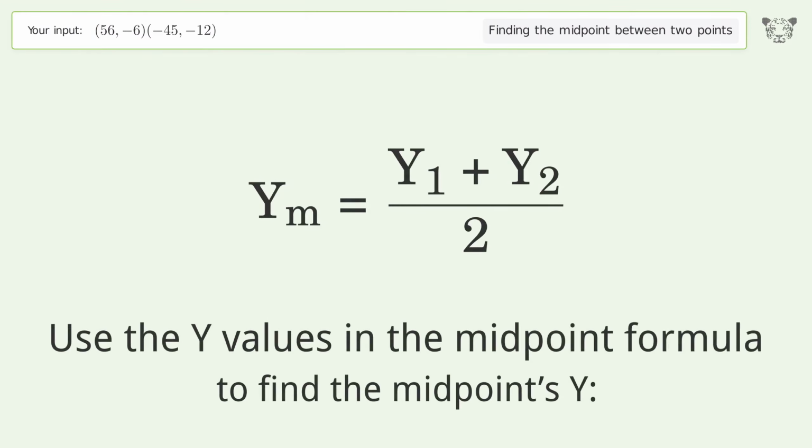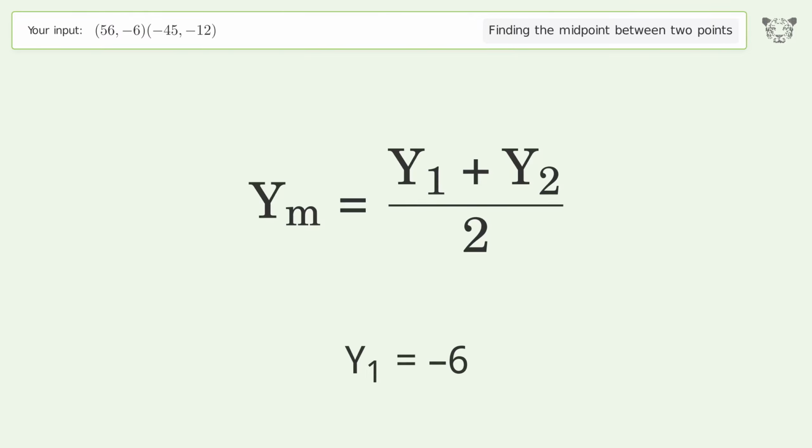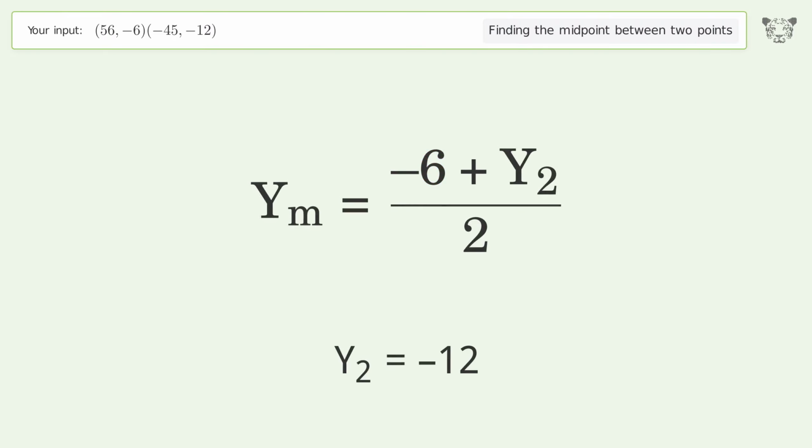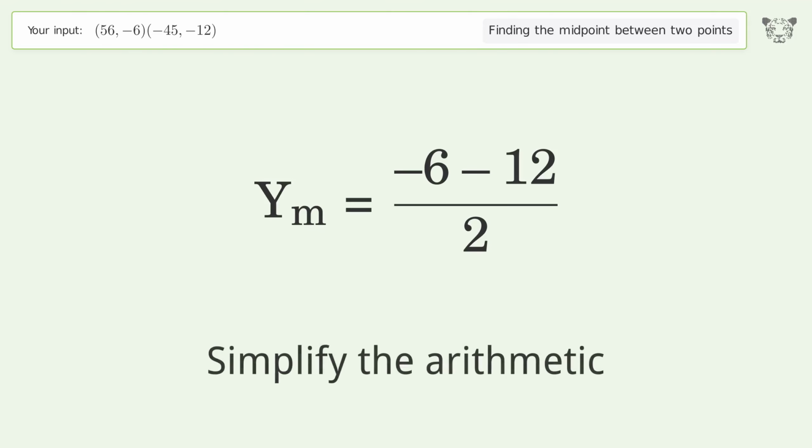Use the y values in the midpoint formula to find the midpoints y. y1 equals -6. y2 equals -12. Simplify the arithmetic.